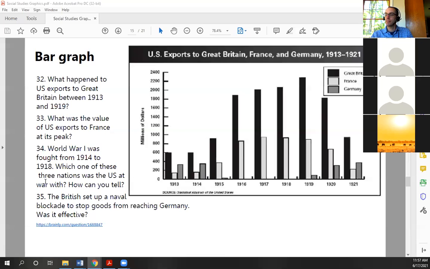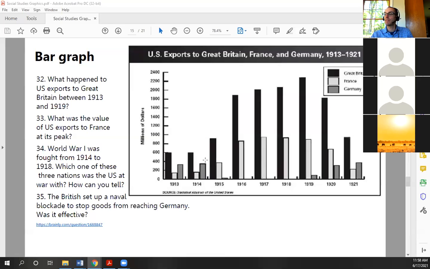Good relation. Say that again. Good relation. Yeah, so we clearly have good relations with Great Britain and France. We're fine. We're trading with them more during the war. But if the British set up a naval blockade to stop goods from reaching Germany, maybe it was effective. Maybe it worked because we were not selling anything to Germany. So maybe that's, I don't know, maybe that's not the best question. But certainly, let's forget about that question.